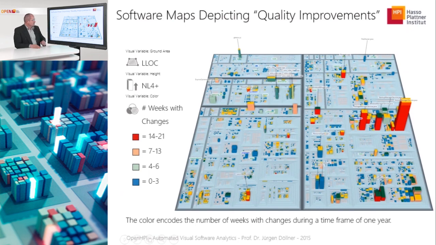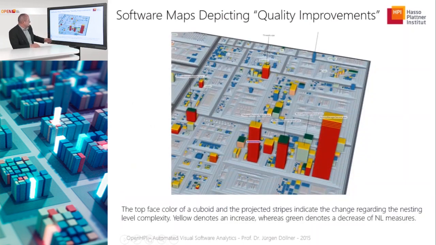This easily outlines, for example, those modules that have a high complexity and are under heavy redevelopment or, for example, bug fixing. So we can easily identify these hotspots that can be used to argue about quality improvements. Let's see how this works.